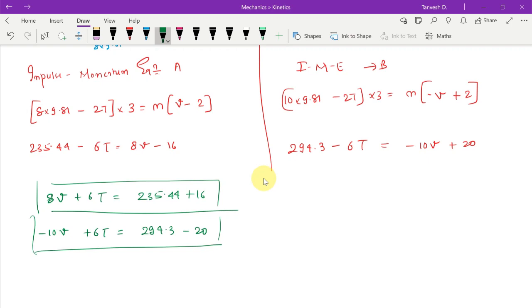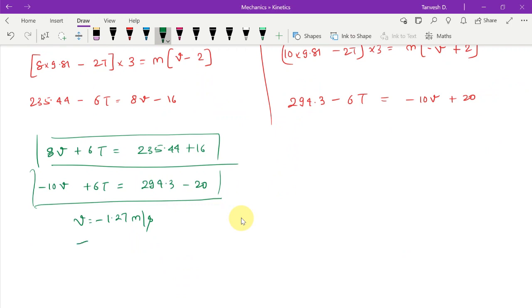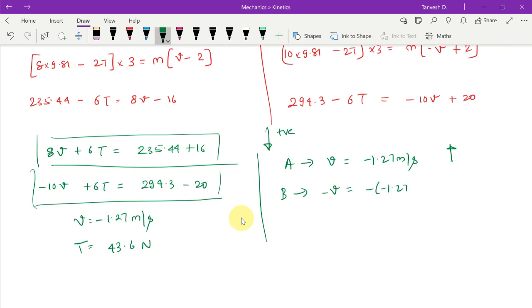and the tension. So velocity you get is minus 1.27 meters per second, and T you get is 43.6 newtons. So now if you see, the final velocity of A was equal to V, which is equal to minus 1.27 meters per second. Since you are getting this as negative, and since we had considered downwards to be positive, it means that the movement of A at 3 seconds is actually upwards, and B is equal to minus V, therefore it is minus of minus 1.27. Therefore the final velocity of B is equal to 1.27 meters per second, which is actually a downward velocity, right?